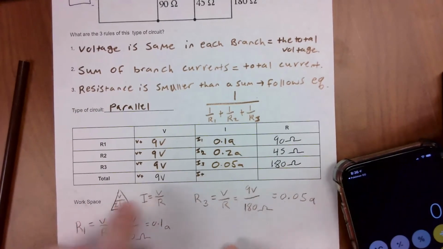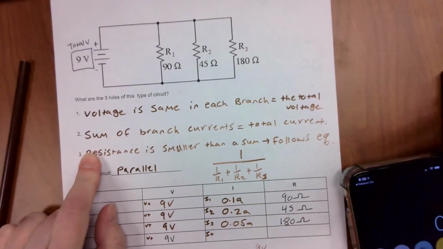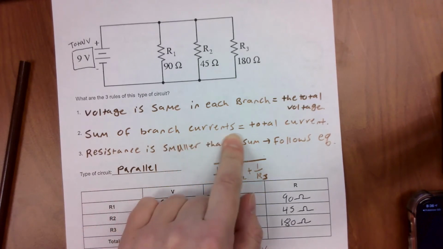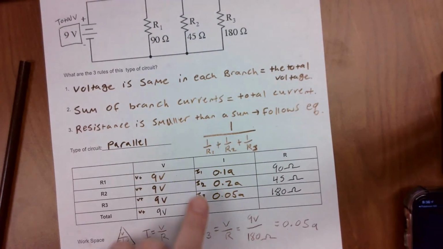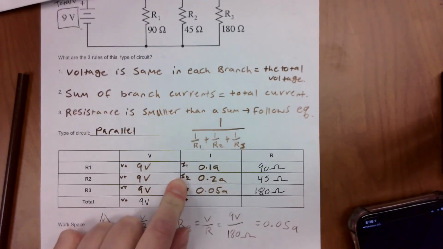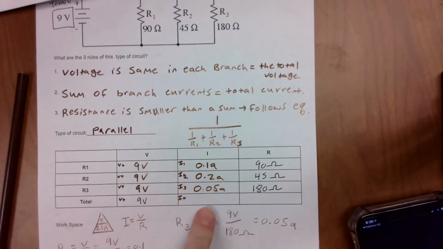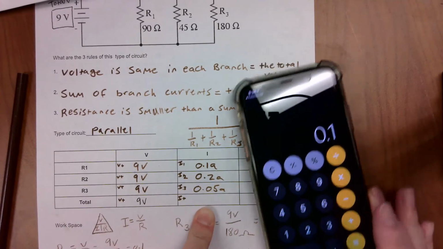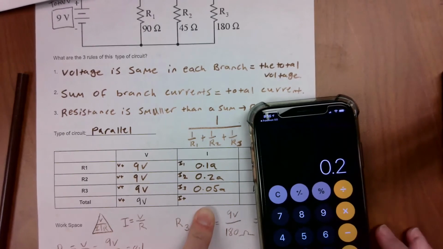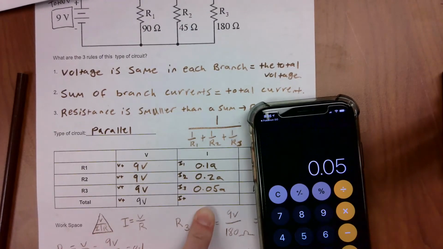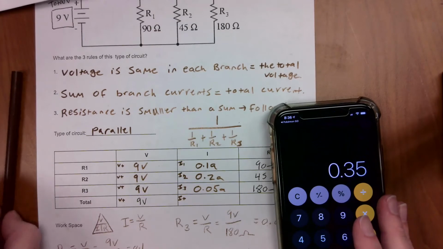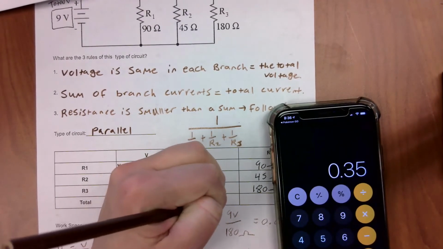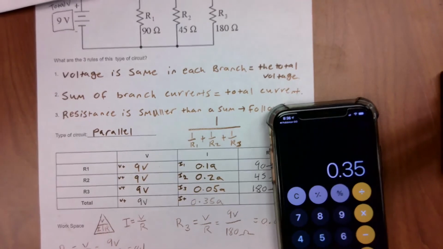And if we look at our rule that talks about currents, which is the sum of all your branches equals your total current. That just means if we take all 3 of these and add them together, it's going to equal the total. So 0.1 plus 0.2 plus 0.05 is 0.35 amps for our total current.